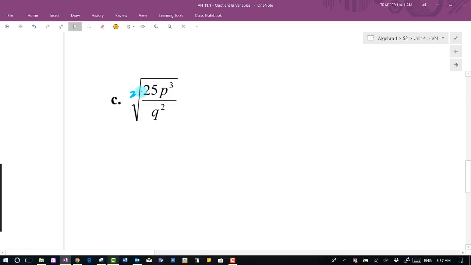So we're really looking for even-numbered powers on our variables. That's really what we're looking for, but we'll address that when we get there. So first, let's go ahead and employ the rule. The quotient rule says that I can separate these into two square roots, one for the numerator, one for the denominator.